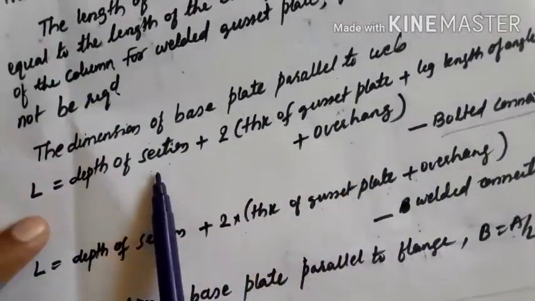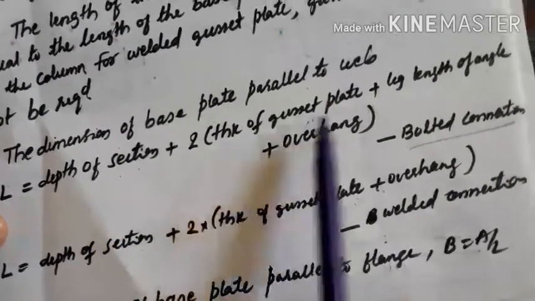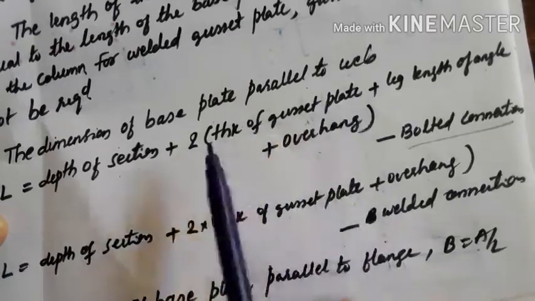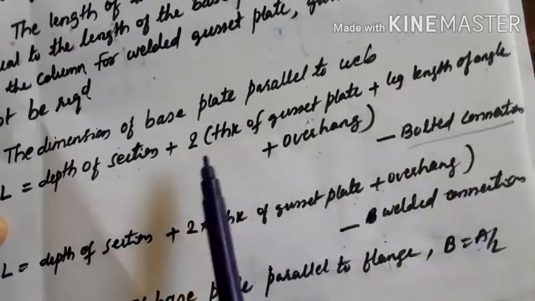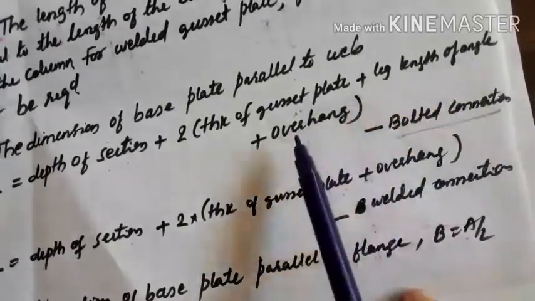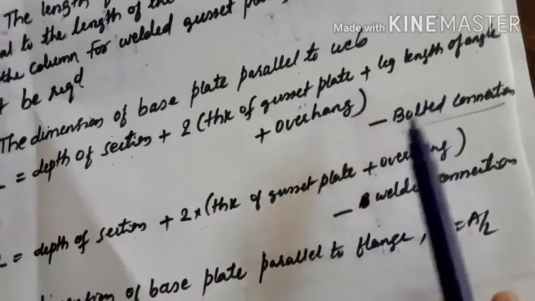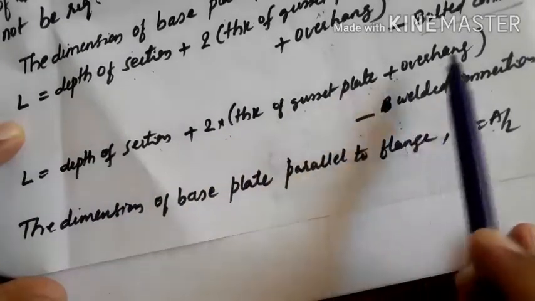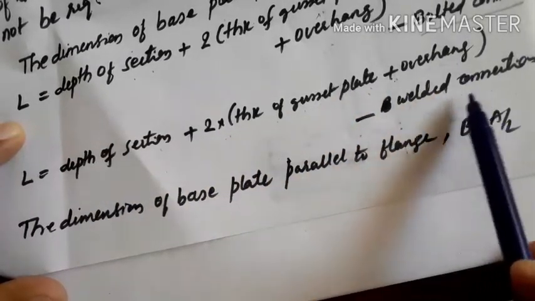Here, depth of the section plus 2 into thickness of the gusset plate and plus 2 into thickness of plate, since additional plates are sometimes provided, plus leg length of angle plus overhang. That is for bolted connection. Then for welded connections, depth of section plus 2 into thickness of gusset plate plus overhang.